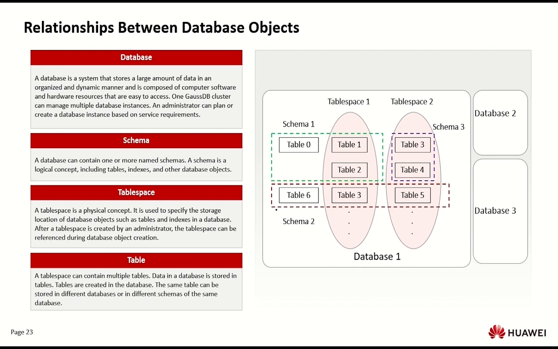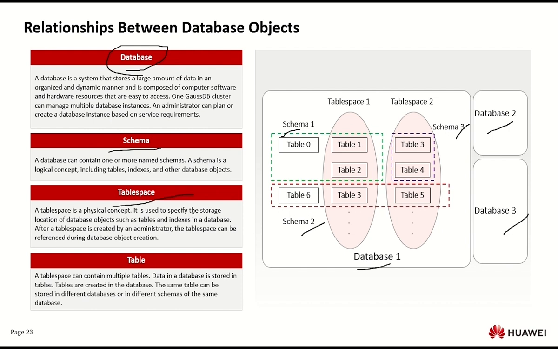Some of the basic concepts. First of all, we have a database. In each cluster, we may have multiple databases. Each of them is isolated. Inside each database, you may have multiple schemas. A schema is a logical concept, just like a group of objects.